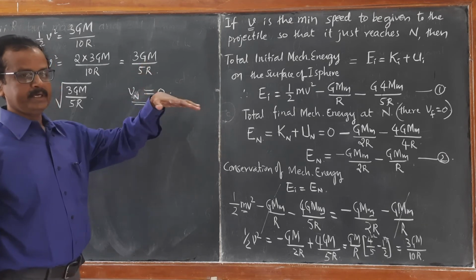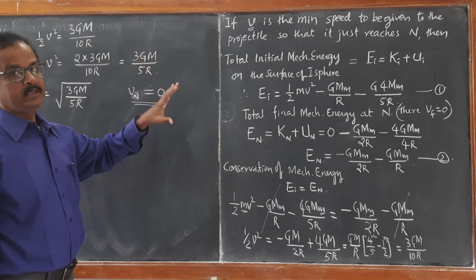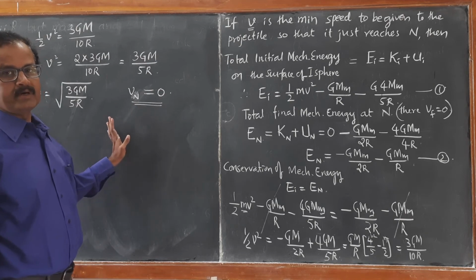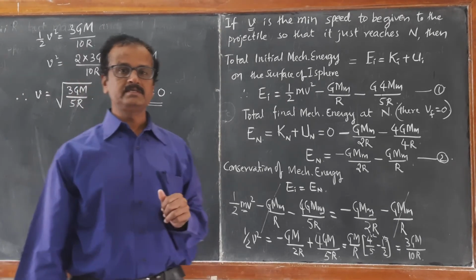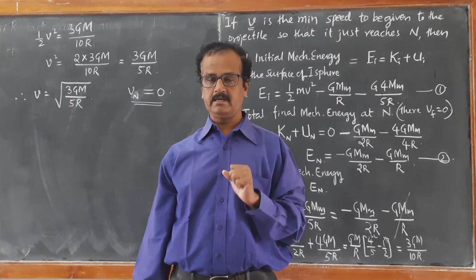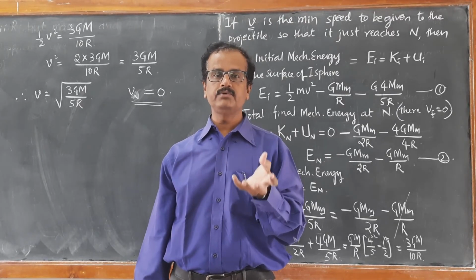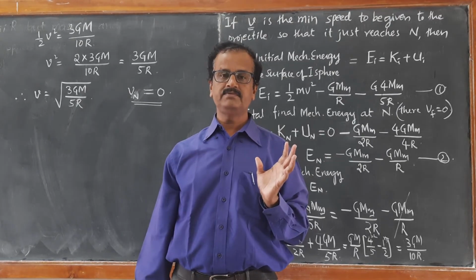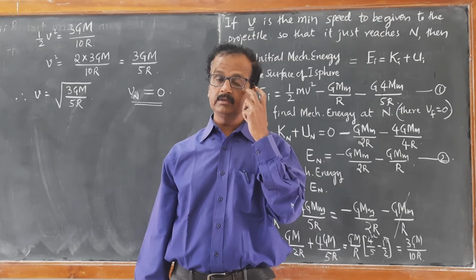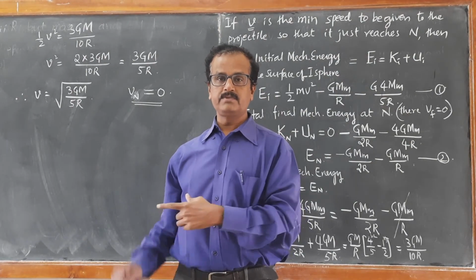So what will be its speed when it just touches the surface of the second sphere? You can calculate yourself. The distance of the null point from the center of the second sphere is 4r. From the surface it is 3r. So you can calculate with what final speed it is going to fall on the surface of the second sphere. Again you can use the conservation of mechanical energy. So this is a very important concept.